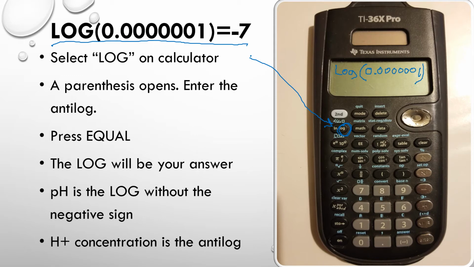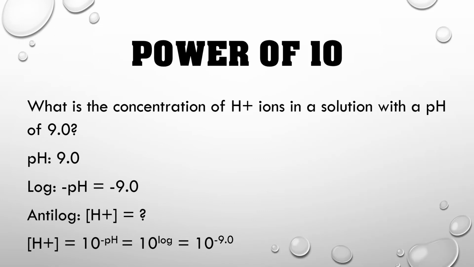And then you hit enter or equals, and it'll give you a -7. So the pH is just the log, but without the negative sign. And the hydrogen concentration is just the anti-log. So let's do some practice problems.